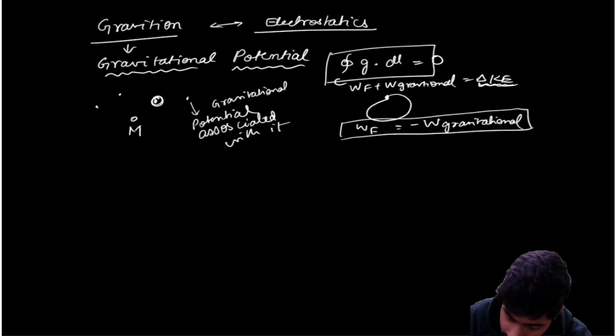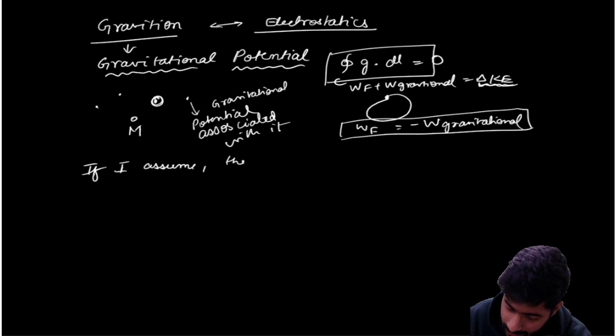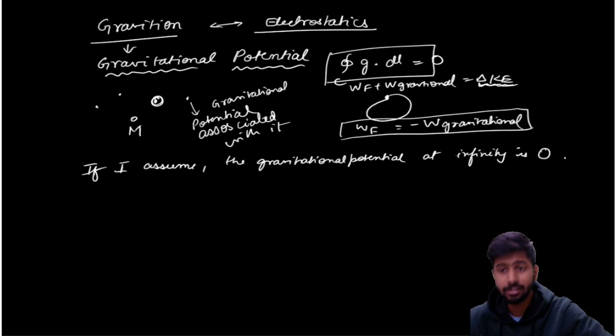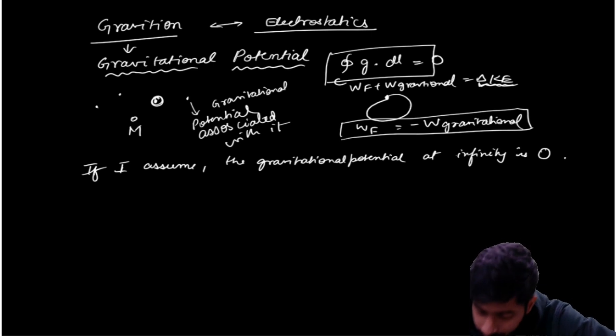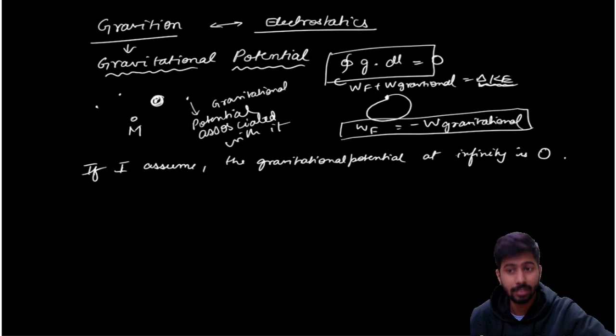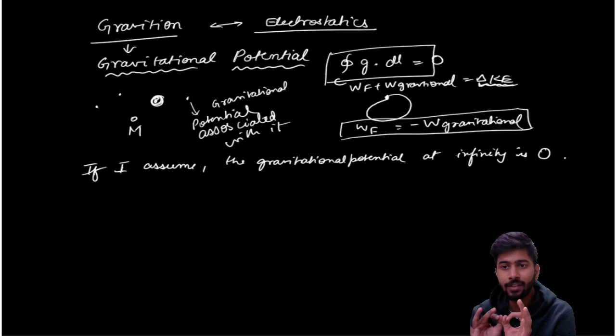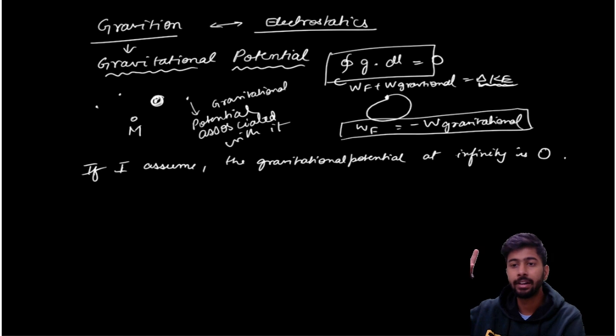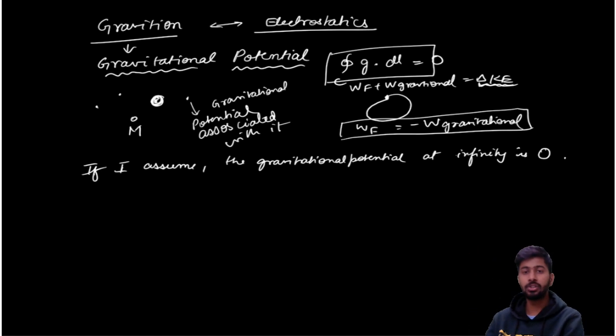So if I assume that the gravitational potential at infinity is zero, then I can find the value of gravitational potential at this point with respect to infinity, being zero. But if I don't specify, like if I don't fix the value of a gravitational potential for some point, then I can't find the absolute potential at this point, right?